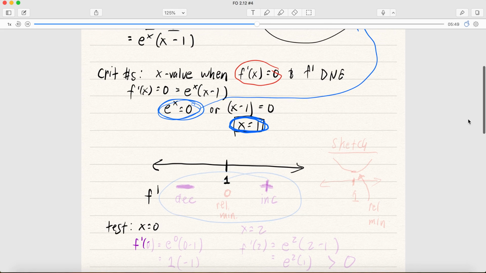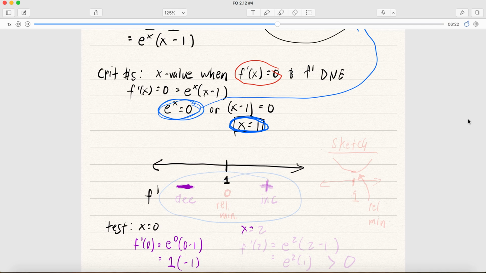f prime of 0 is equal to e to the 0 times 0 minus 1. And what is that? I know that e to the 0 is 1, because anything to the 0 power is 1, times 0 minus 1 is negative 1, which is just negative 1. So I know that all intervals before 1 are going to be negative. These are negative numbers.